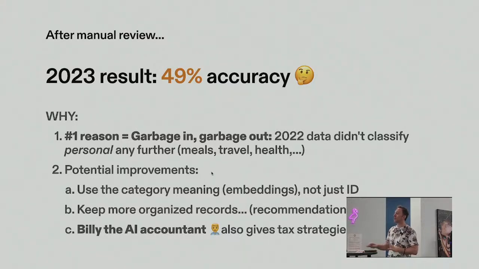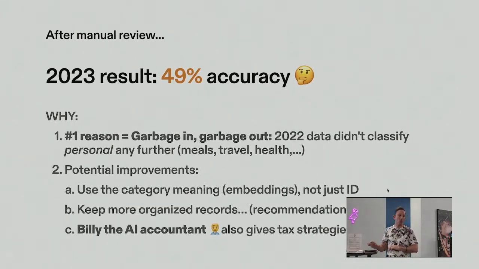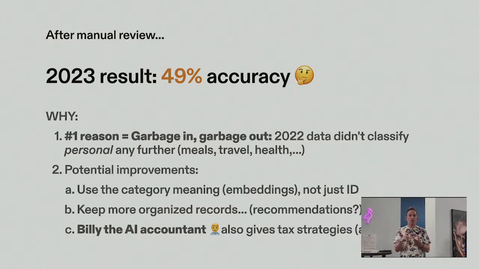Now here are some potential ideas for improvement that I thought about but didn't have time to do. So one, the categories themselves, they have meaning, like meals or health or painting.